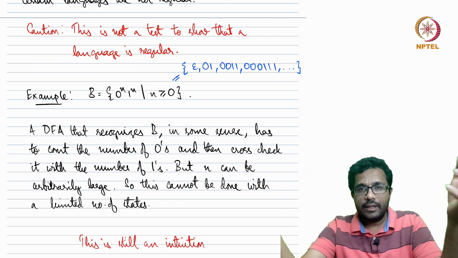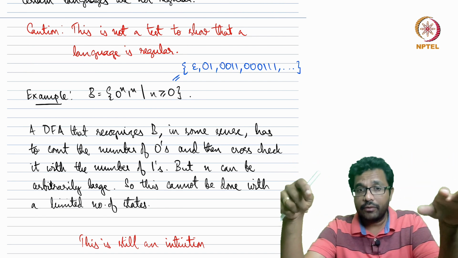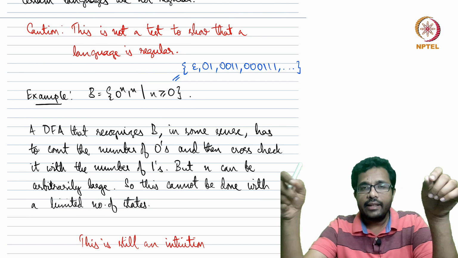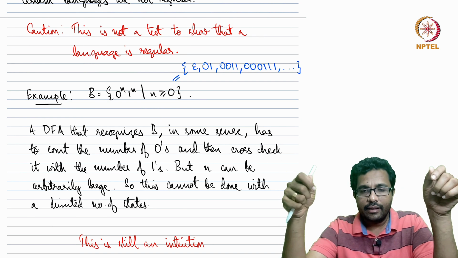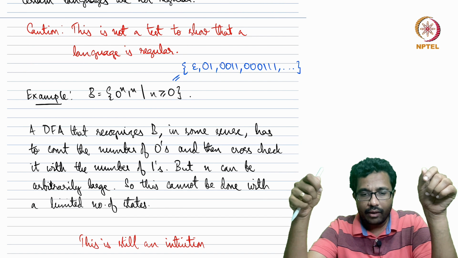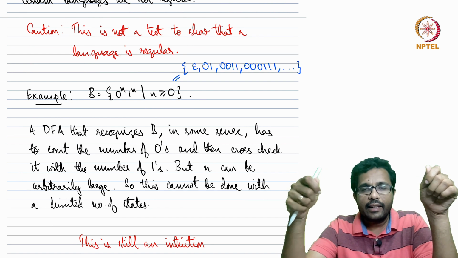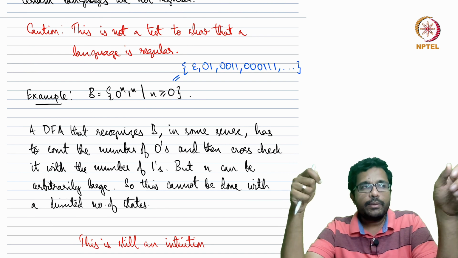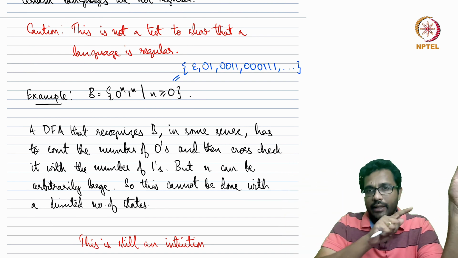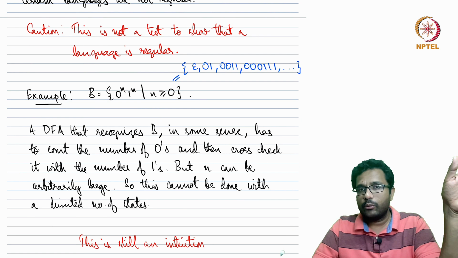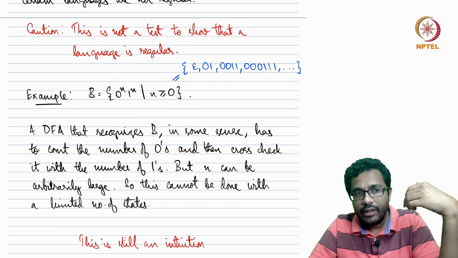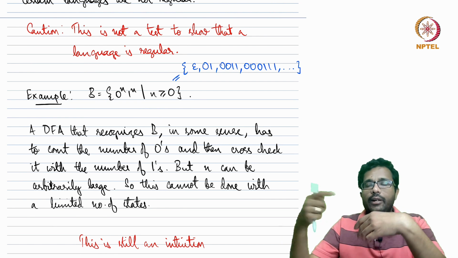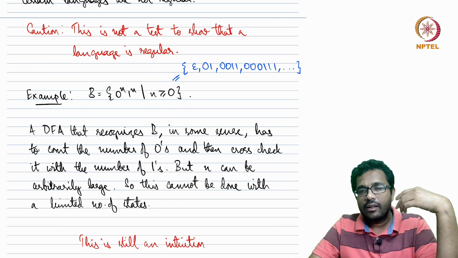So, and it has to be equal. First of all, the string has to be of the form some zeros followed by some ones, right? And then it also has to be checked that the number of zeros and the number of ones are the same, right? Which means, and we know a DFA can only scan the string once, so we have to count the number of zeros, and then we'll start the number of ones, and then we have to check that they are the same.